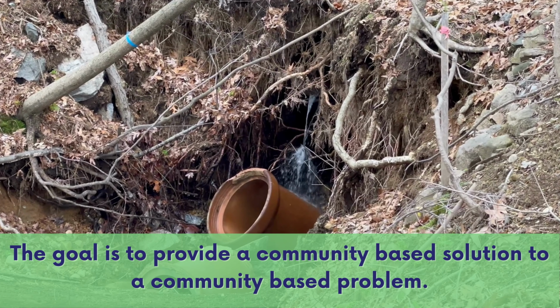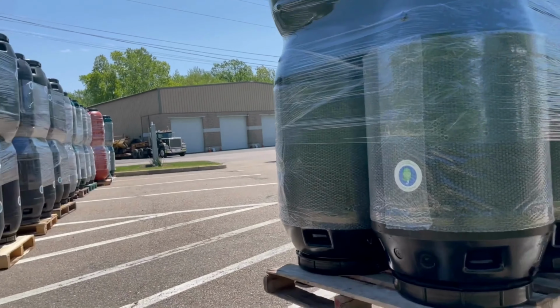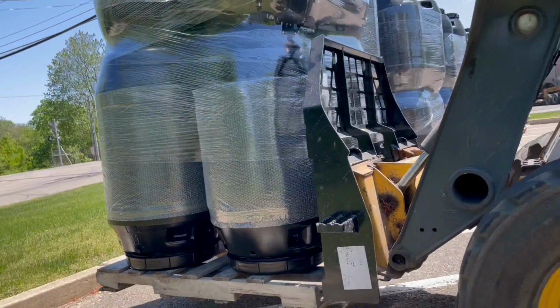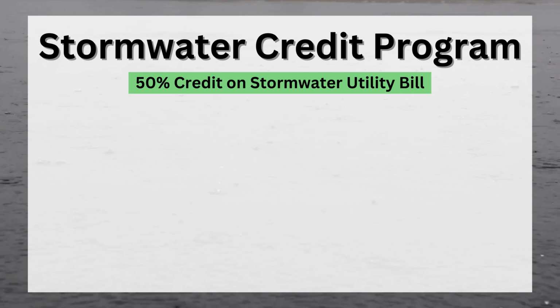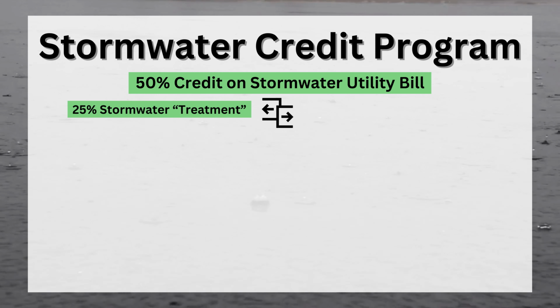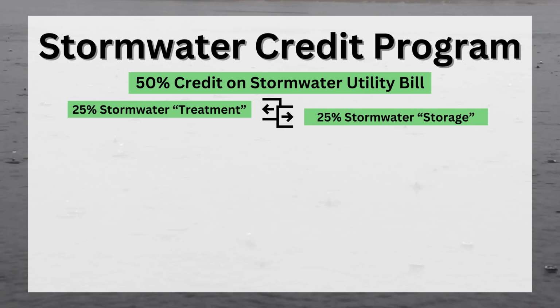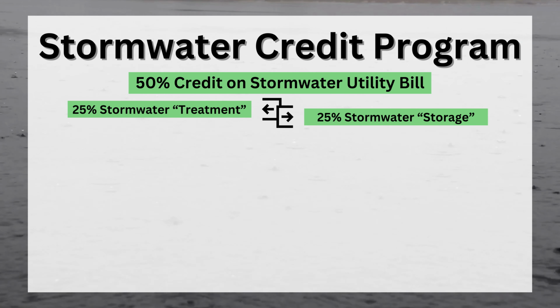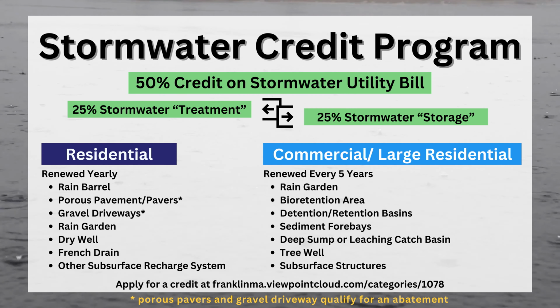In an effort to expand stormwater infrastructure, the Department of Public Works has created a credit program for residential, commercial, and industrial property owners. With this credit program, property owners are eligible for up to 50% credit off of their stormwater utility bill. There's a 25% credit for stormwater treatment and a 25% credit for stormwater storage. Residential credits must be renewed on a yearly basis. Credits for commercial and larger residential properties must be renewed every 5 years.